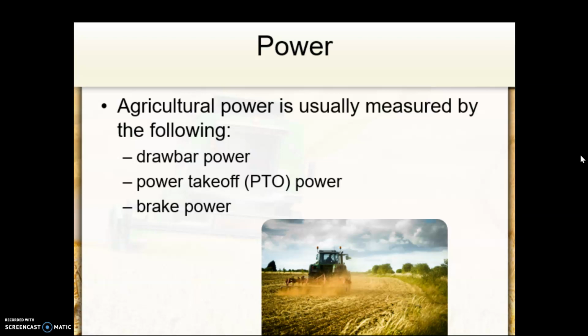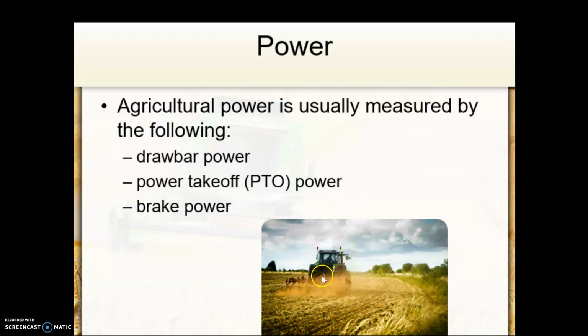Drawbar power is the power of the tractor to pull. The drawbar is the part of the tractor that we're going to hitch to an implement. Let's say we're pulling a tillage implement, we hook that implement to the drawbar of the tractor. Drawbar power refers to the amount of horsepower located at that drawbar. How much horsepower does this tractor have in terms of the ability to pull something? That's drawbar power.